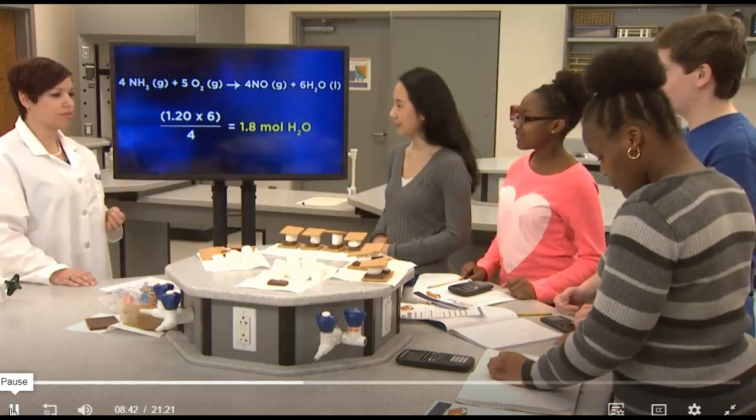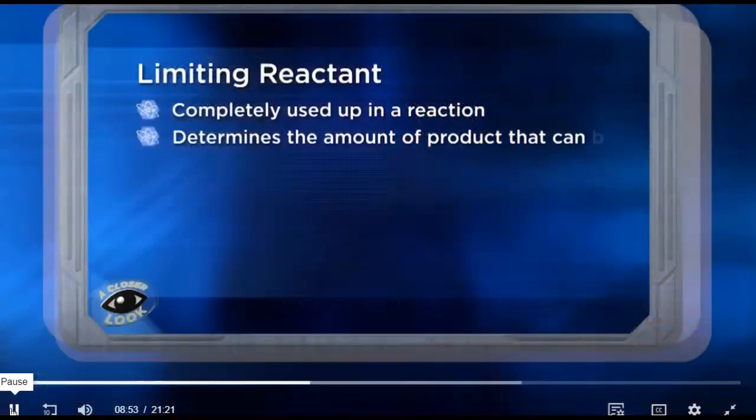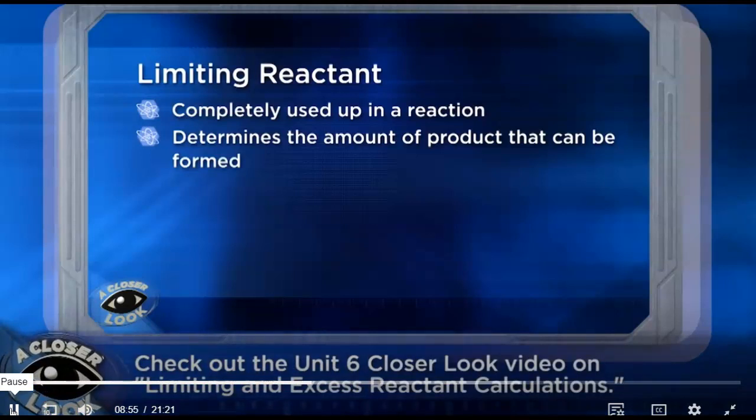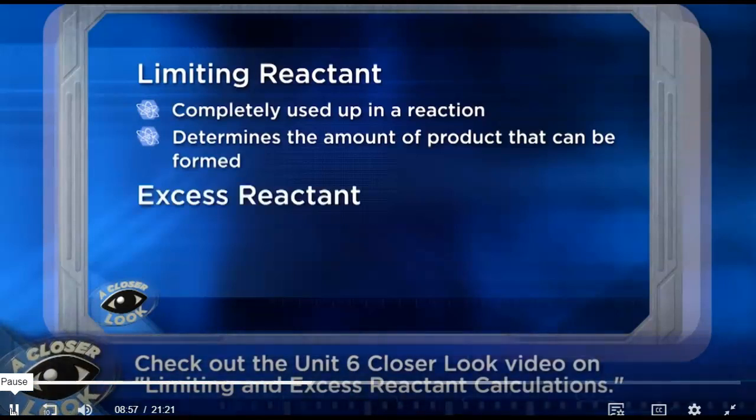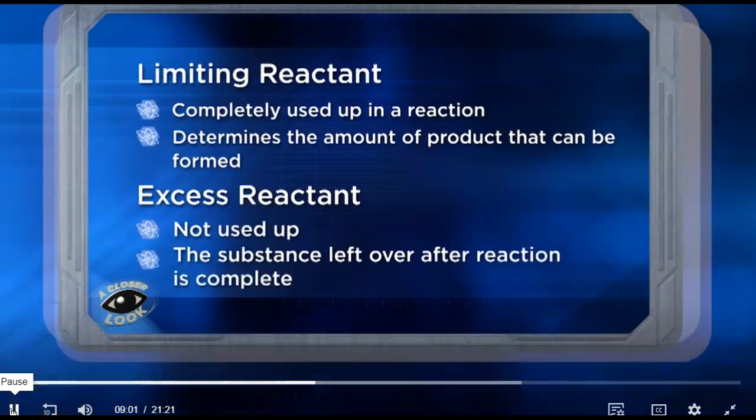Well done, everyone. That was nice work by our students as they tackled many concepts, such as limiting reactants, excess reactants, and even theoretical yields. This unit also has a closer look video on limiting and excess reactant calculations, as well as several other closer look videos.